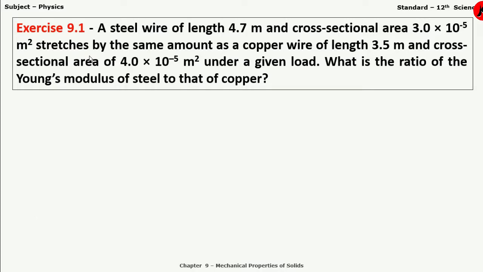Today we are going to start exercise of chapter 9, and today we will start from exercise 9.1. A steel wire of length 4.7 meter and cross sectional area 3.0 into 10 raised to minus 5 meter square stretches by the same amount as a copper wire of length 3.5 meter and cross sectional area of 4.0 into 10 raised to minus 5 meter square under a given load. What we need to calculate? What is the ratio of the Young's modulus of steel to that of copper?